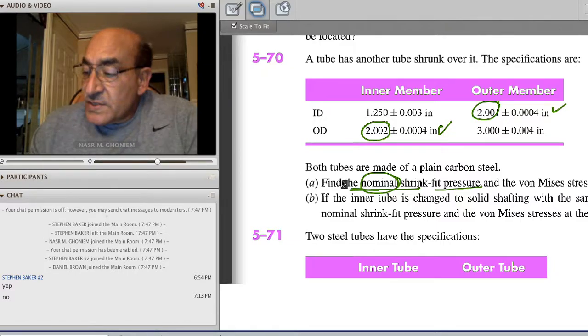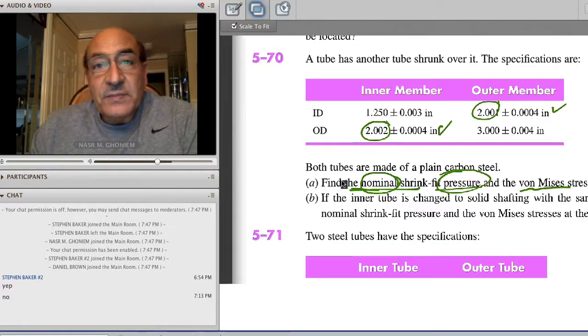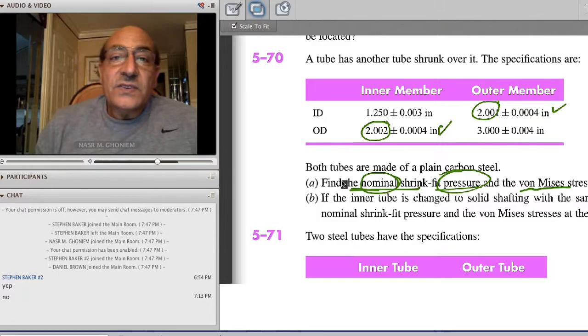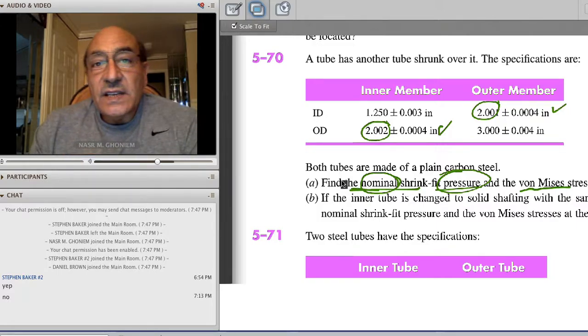So anyway, the first step is to find the pressure. And then once you find the pressure, you want to find the von Mises stress. And in these problems, for the tube, we have a formula. If you give me the interference delta, which is half a mil, I can just plug it into the formula and get the interfacial pressure.